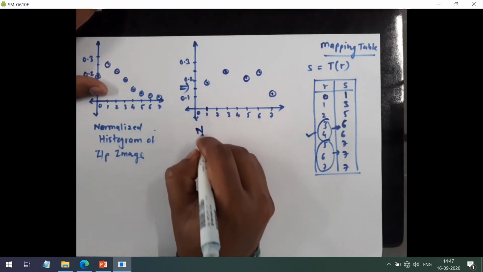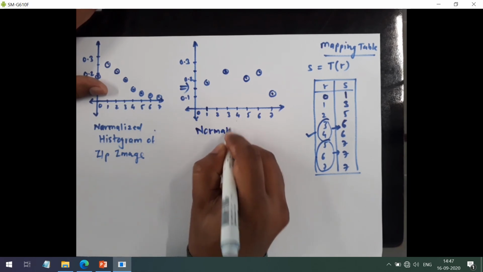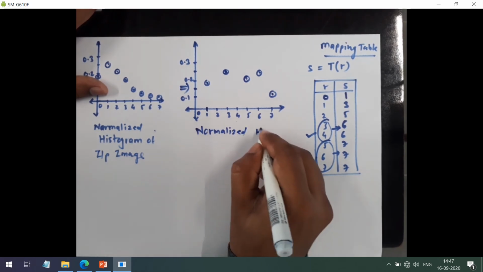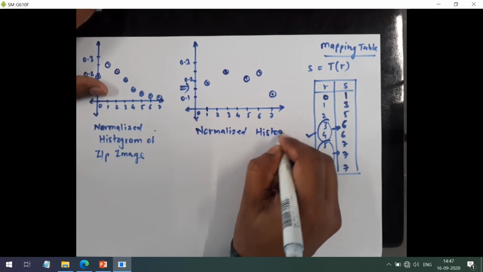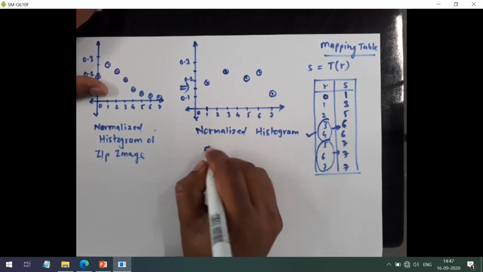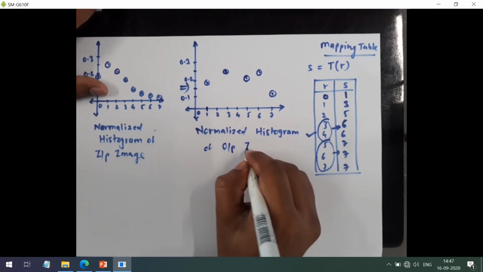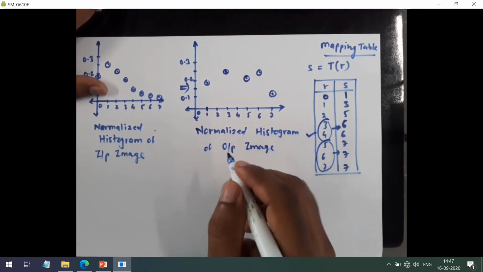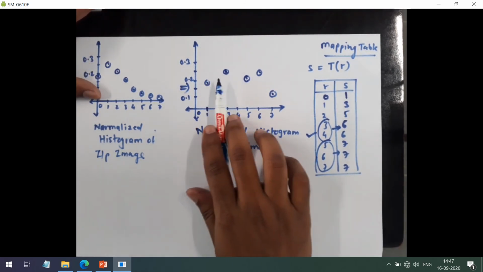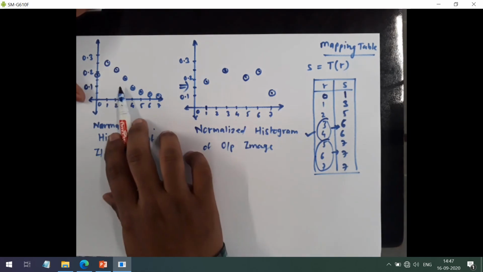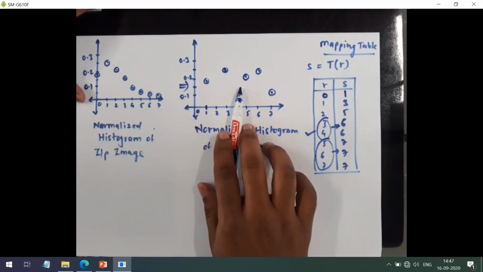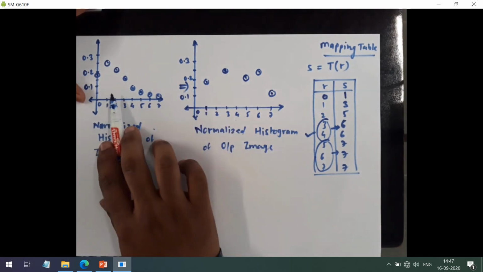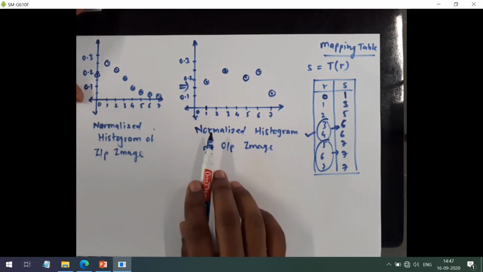So this is the normalized histogram of the output image, and as you can see, this is a little bit widespread as compared to the input image, okay. So the output image will have better contrast as compared to the input image, okay. So this is the procedure of histogram equalization.